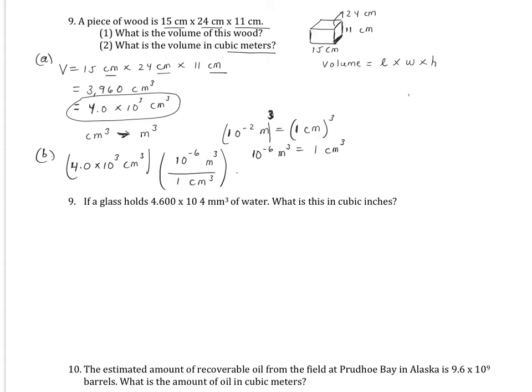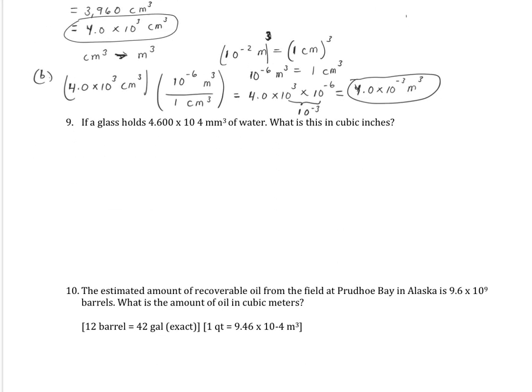And this gives us the final answer. You don't have to use your calculator. You can just say 4.0 times 10 to the third times 10 to the negative 6. And using your rules of exponents, that would be times 10 to the negative 3. So your answer will be 4.0 times 10 to the negative 3 meters cubed.